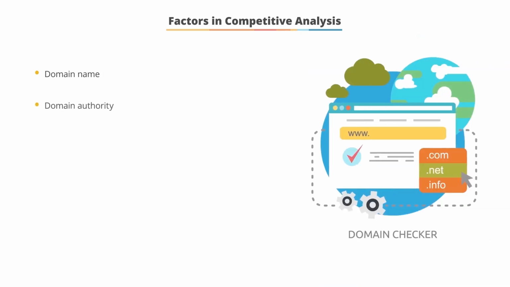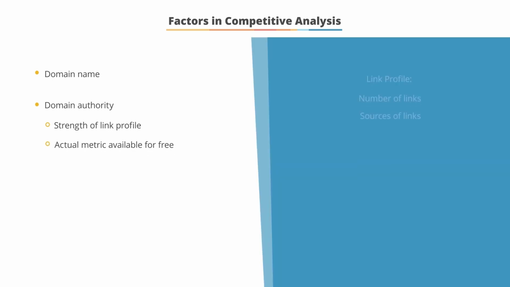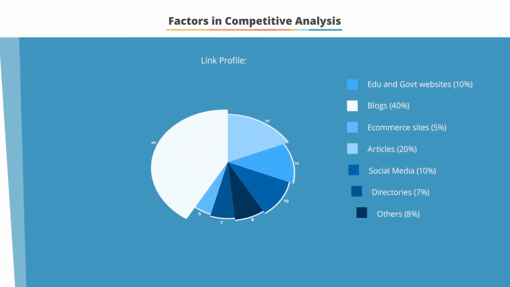Now the next one is domain authority, and this is slightly different because it's an actual metric. It's something that you can look up online. What this will tell you is what the link profile of that domain looks like. Does it have a lot of links? Are those links coming from trusted sources that are going to be hard to compete with? All these things are important for evaluating how strong of a competitor this is already.